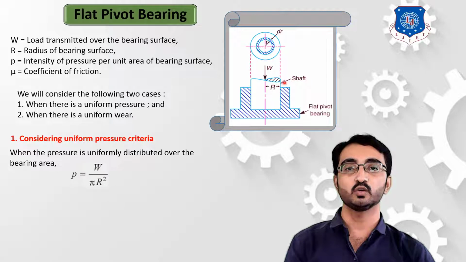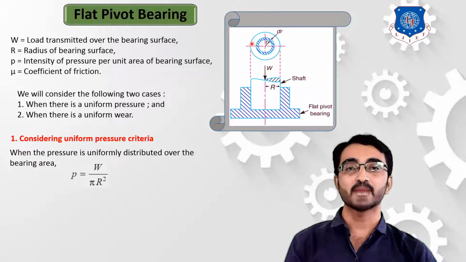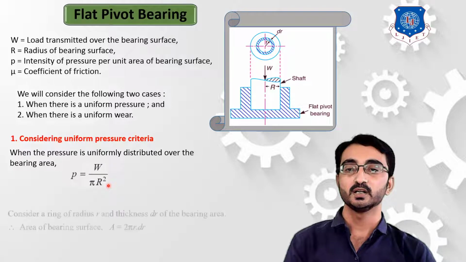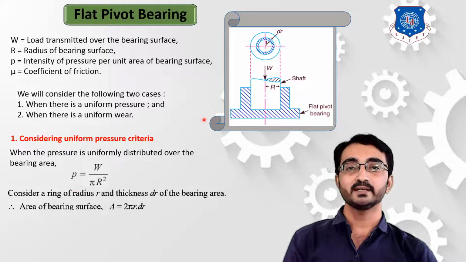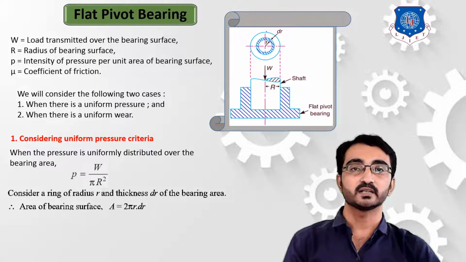So over here the load which is acting on the surface is W, and the area is the whole circle, so the area of a circle is pi by 4 d square, or we can say pi r square. So from this concept we can derive the equation that pressure is equal to load upon area. Now if you want to design a bearing, then you have to consider a small segment. So over here we can consider a small ring segment.